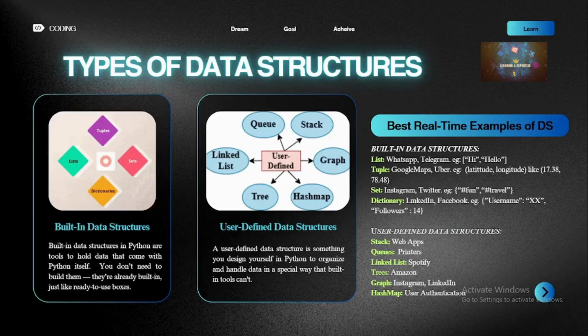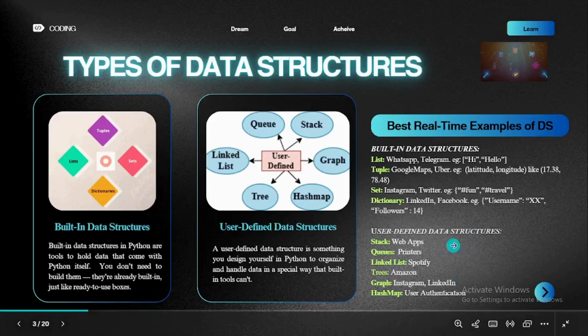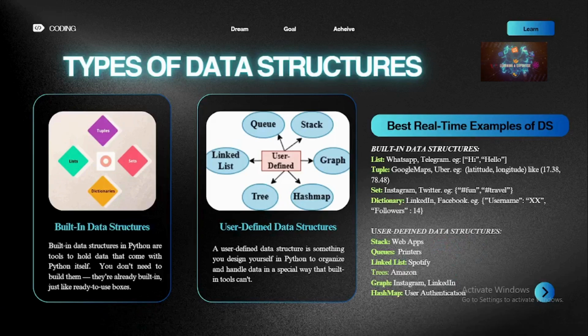In the same way on Facebook, we give the credentials and we can easily log in. Those types of data can be stored in the dictionary at the back end. When coming to the user defined data structures, we have stack, queues, linked list, tree, graph, and hash maps, which are very important and advanced topics in Python.